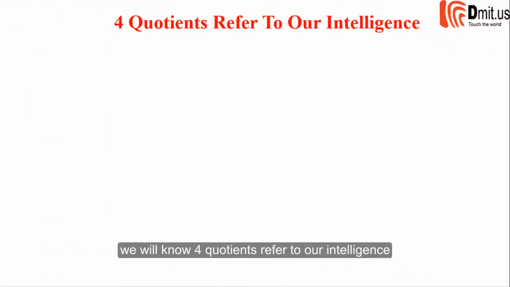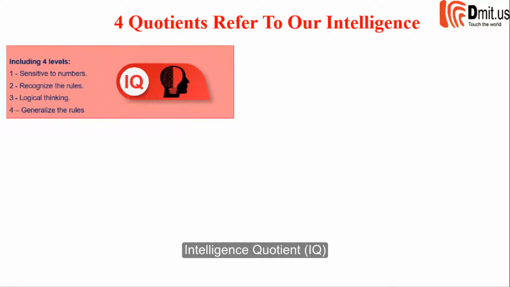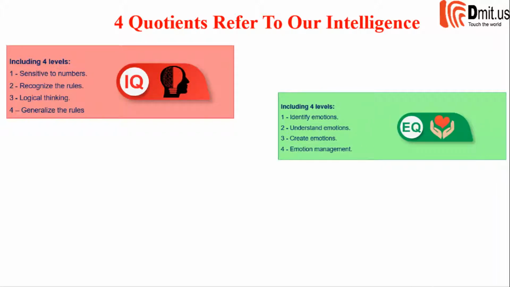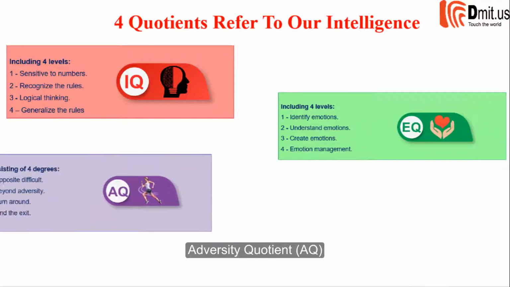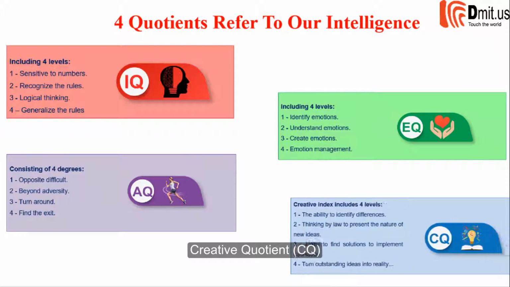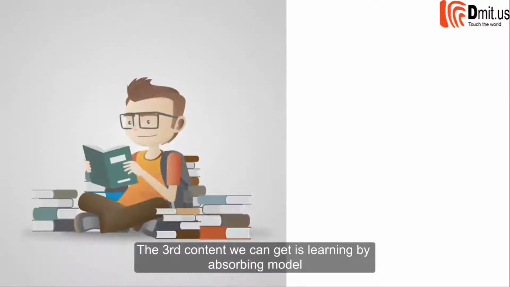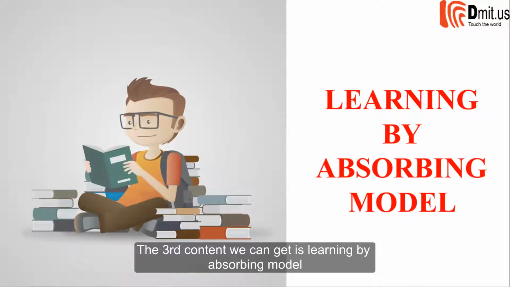In addition to analyzing the brain potential, we will know 4 quotients that refer to our intelligence. Intelligence quotient, IQ. Emotional quotient, EQ. Adversity quotient, AQ. Creative quotient, CQ. Let's see which quotients we have. The third content we can get is the learning by absorbing model.